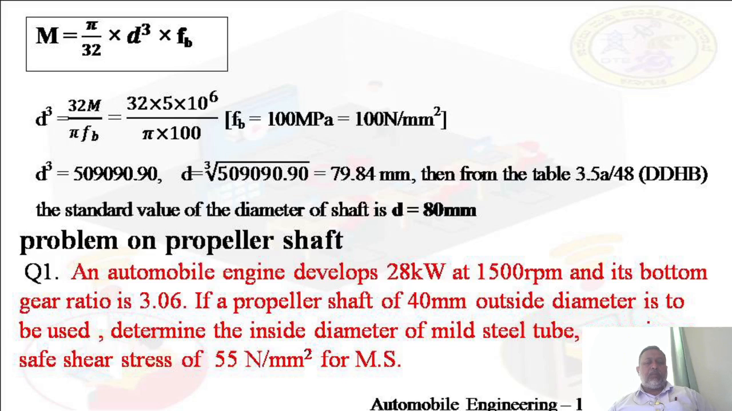This is the problem on bending equation for the shaft. So let us do some problems on a propeller shaft. An automobile engine develops 28 kilowatt at 1500 rpm and its bottom gear ratio is 3.06. If the propeller shaft of a 40 mm outside diameter is to be used, determine the inside diameter of the mild steel tube with the safe shear stress as 55 Newton per mm square for mild steel.